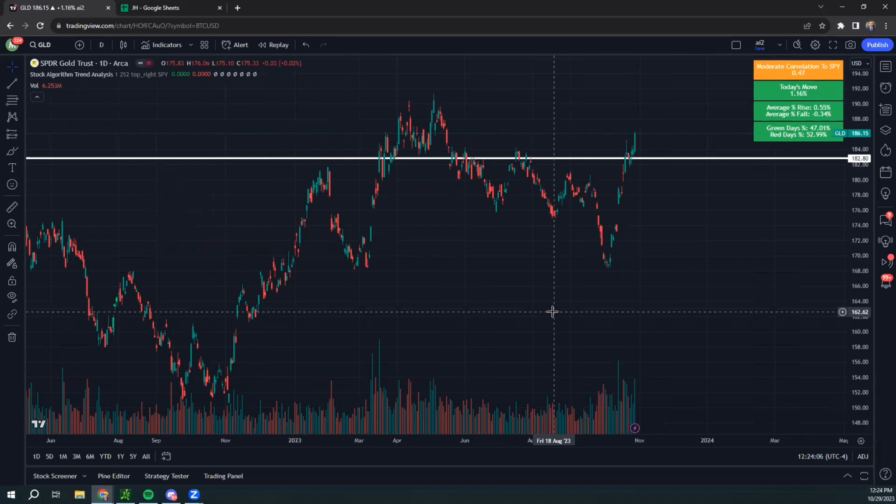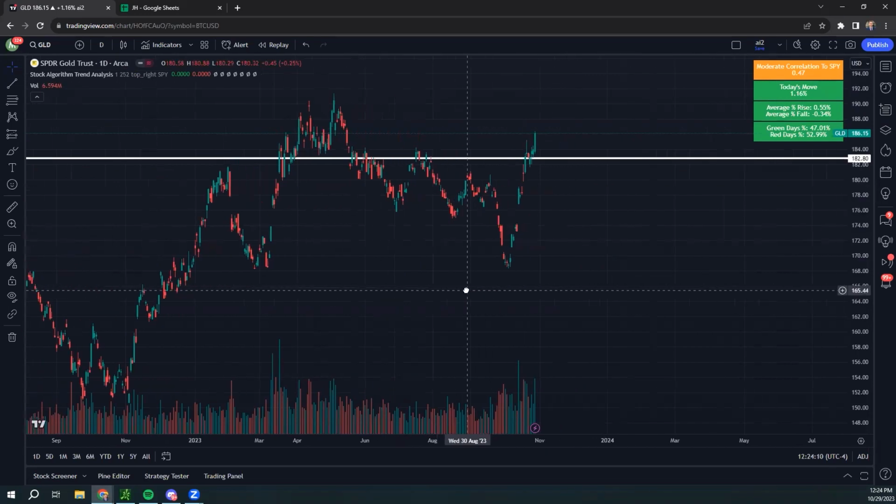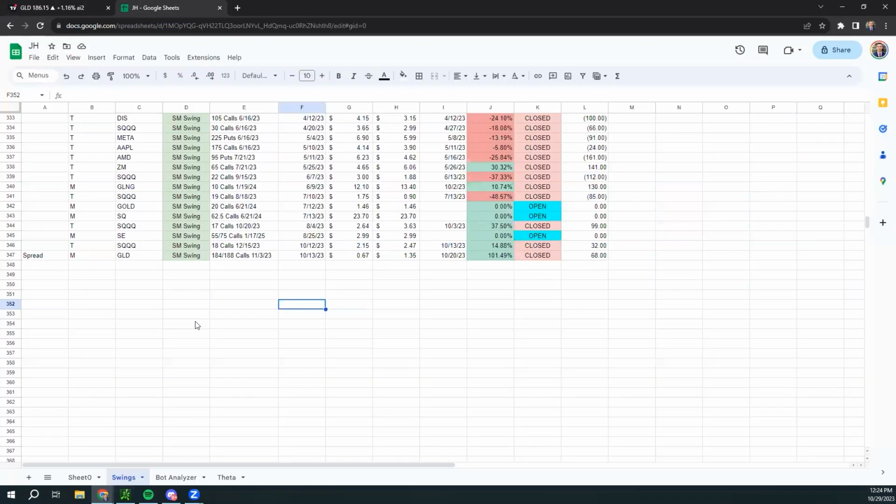GLD is continuing to move up even higher now while we're not in the trade anymore. It's definitely moving with some power, so keep a close eye on it. But that is the only update for the swings side of things.